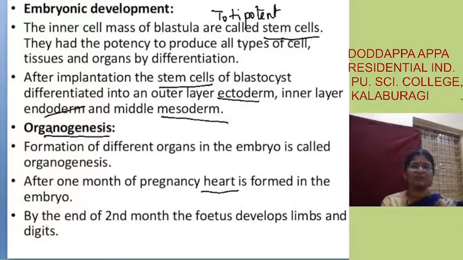All the points which are given in the NCERT, you have to remember for your MCQ. By the 1st month, what will happen? By the 1st month of the pregnancy, heart is developed. By the 2nd month of pregnancy, limbs and digits will develop. A small baby will develop.